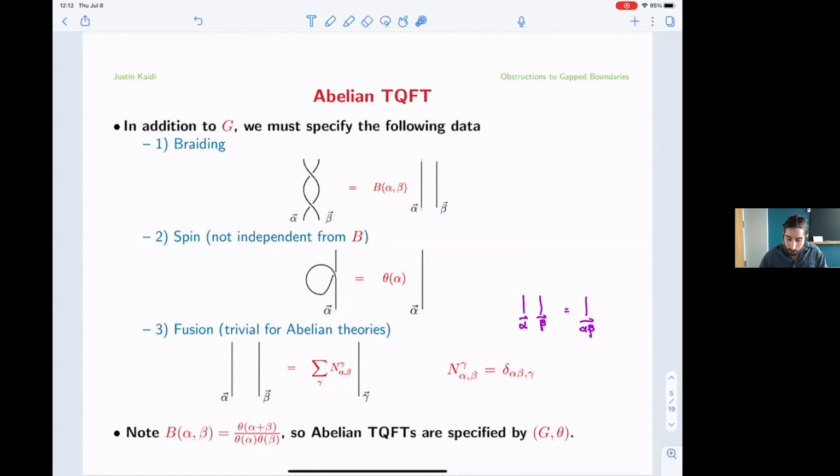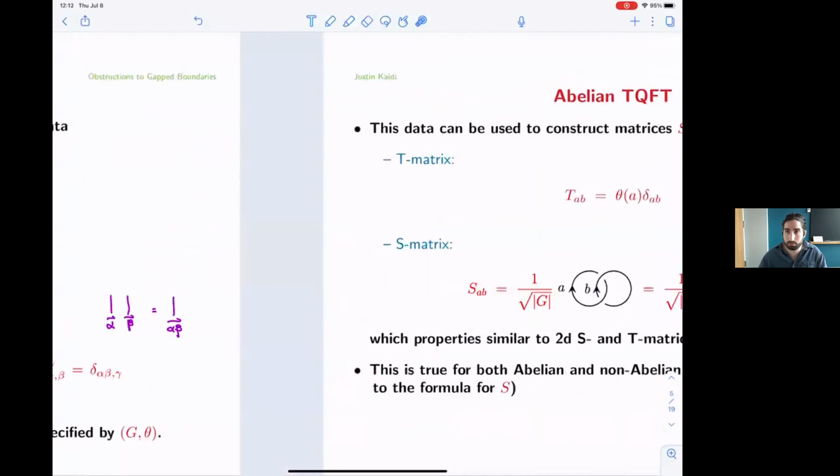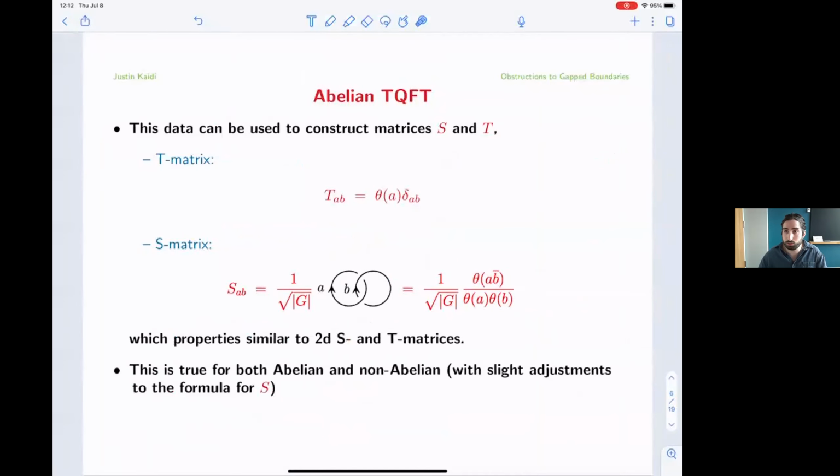And so the upshot is that Abelian TQFTs can be completely specified by G, the one-form symmetry group, and the spins theta. Okay. So this is the defining data of Abelian TQFT. And now I can go ahead and reorganize this data slightly into something which is not quite equivalent. It captures slightly less information, but nevertheless, something which will be useful.